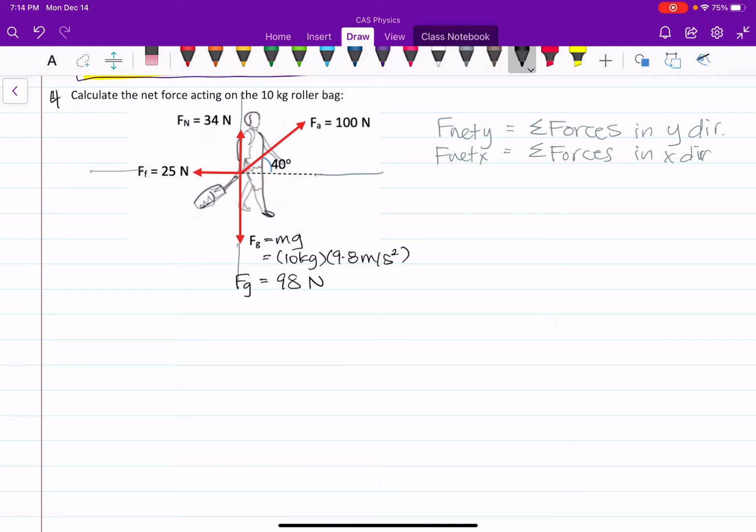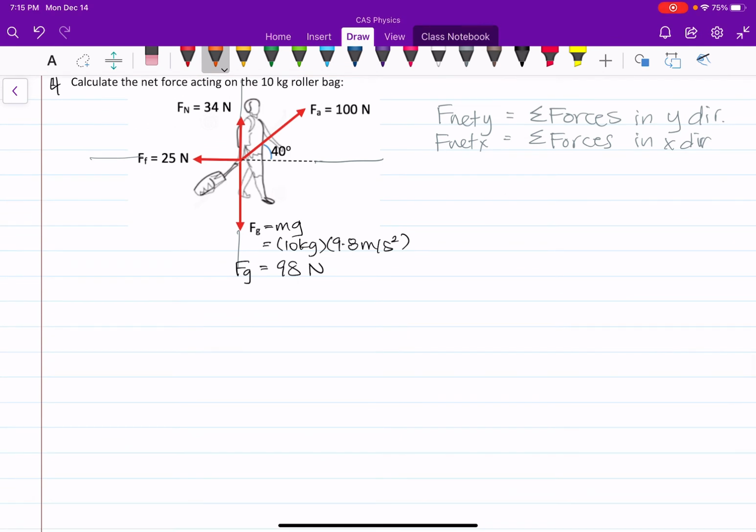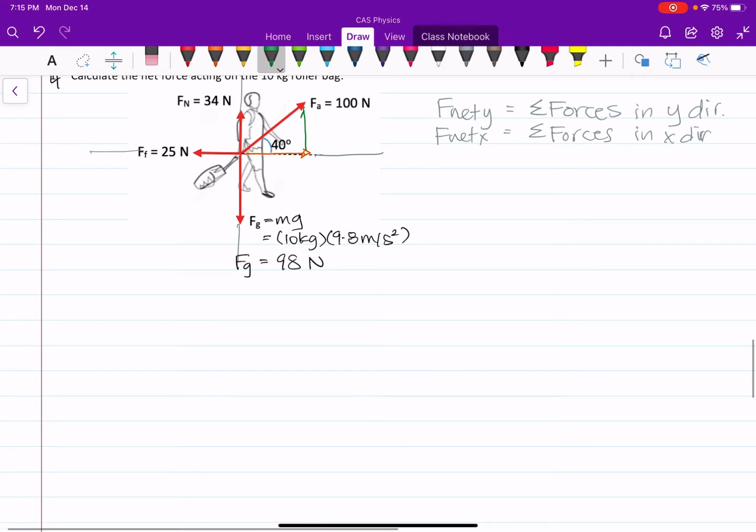So what I want you to notice here is that we're going to have an x component of the applied force and a y component of the applied force. So this is F A in the y direction, and this orange vector is F A in the x direction. Now we know all those numbers, we can calculate them. So let's just calculate them.